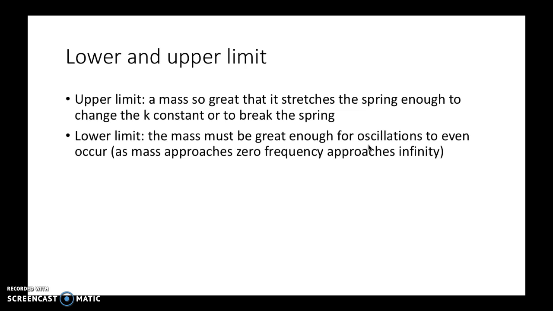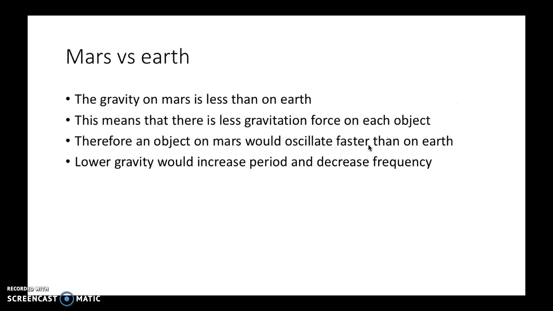The lower limit is that the mass must be great enough for oscillations to even occur for you to observe the oscillations. According to the equation, you can see that if the mass were to approach 0, the frequency would approach infinity, and you can't really measure infinity. And so you need to have something that's at least partially massive for this to practically work.